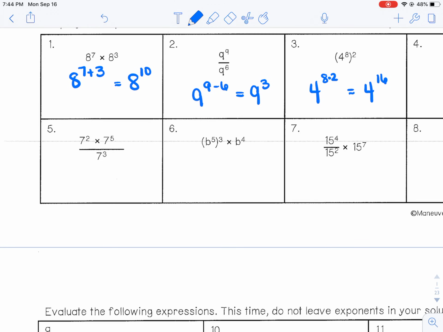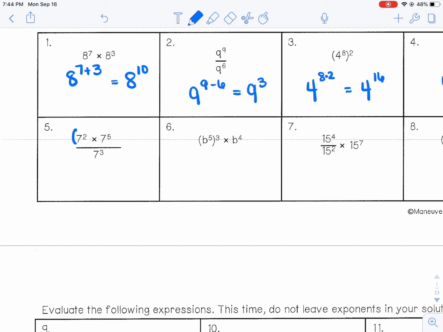Okay, on number 5, I've got a whole lot going on here. So I'm going to do the numerator first. So I'm going to look up here, and I've got 7 to the 2nd power times 7 to the 5th power. Well, if I add the exponents, I'm going to have 7 to the 7th power over 7 to the 3rd power.